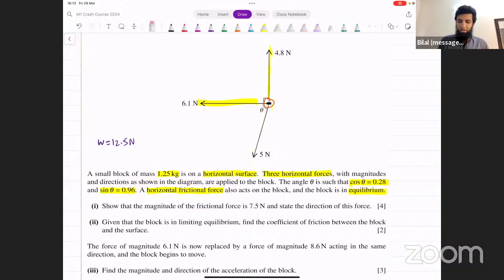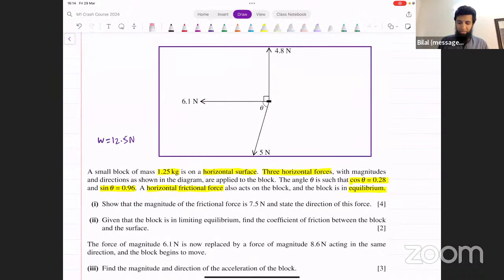Now, my drawing is not that good. Let me see if I can maybe try and show that to you like this. So this is what the table is.